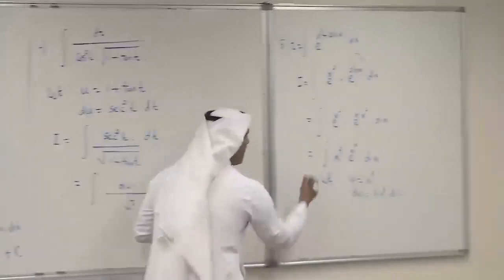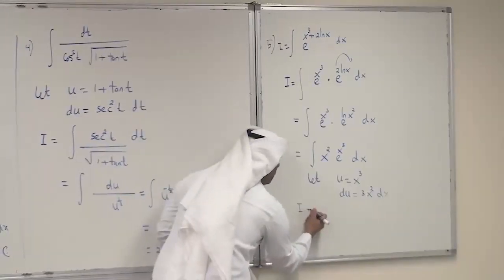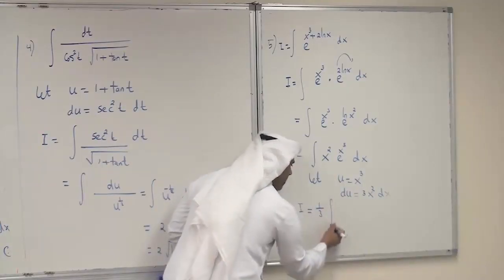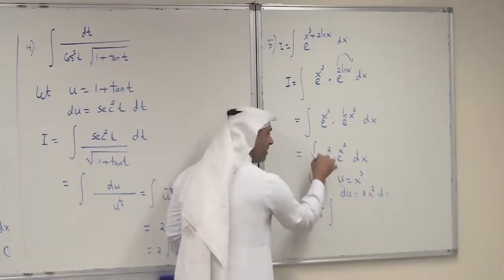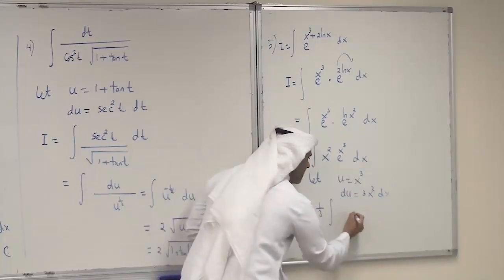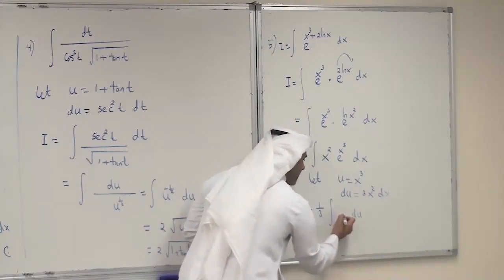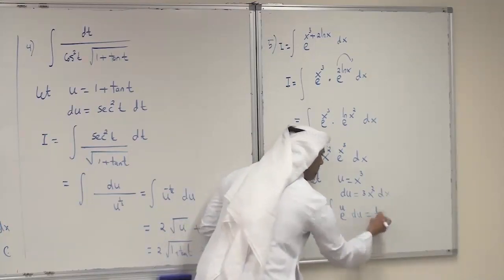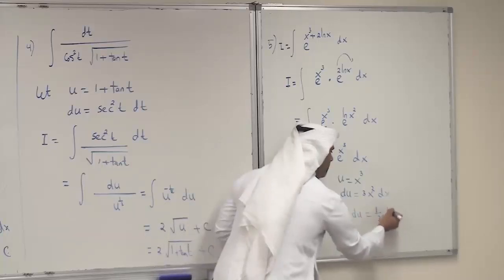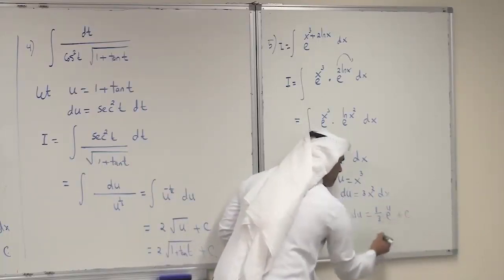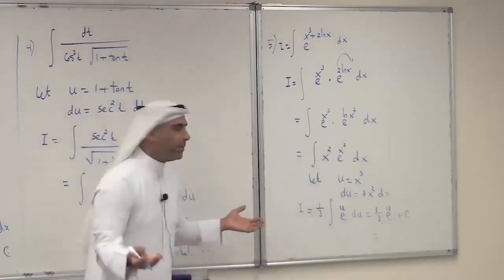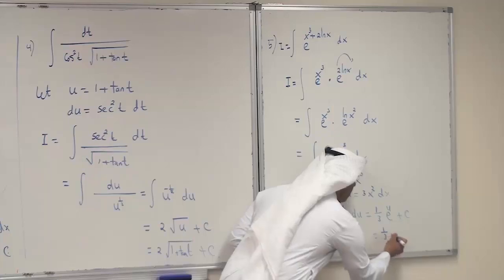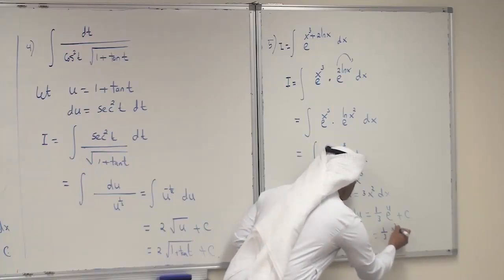Here I can reform the integral now. I need 3 here, so I will divide by 3 outside and multiply by 3 inside, so I have 3x squared dx, that is du. And here I have e to the power u, and simply this is equal to 1 over 3 e to the power u plus constant of integration. Now, what is e to the power u? u is equal to x cubed, so the final answer is 1/3 e to the power x cubed plus a constant of integration.